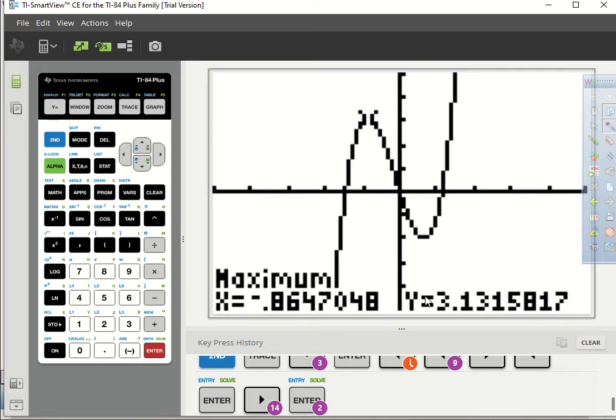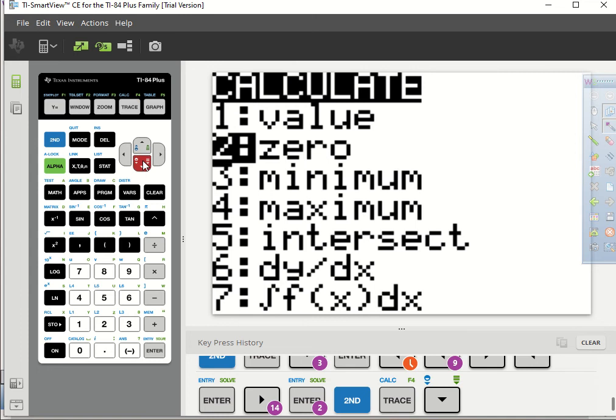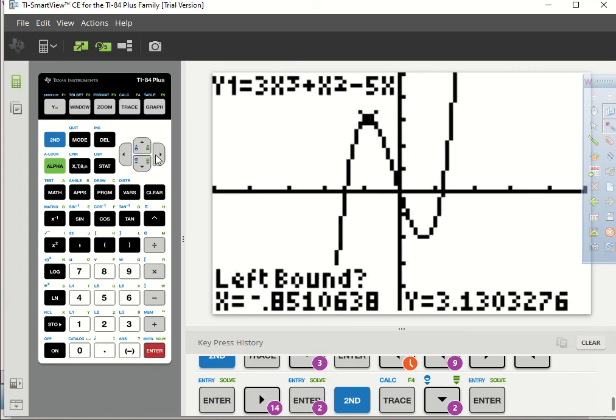So your maximum is at about 3. You can type that in as a coordinate there. And then we're going to look at the minimum. So let's go to second calc. We're going to try minimum. And then we're going to do our 2 boundaries.